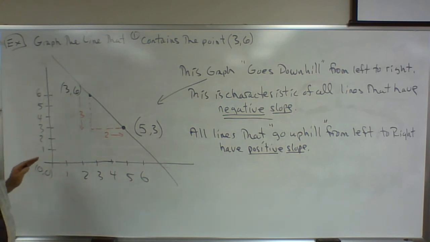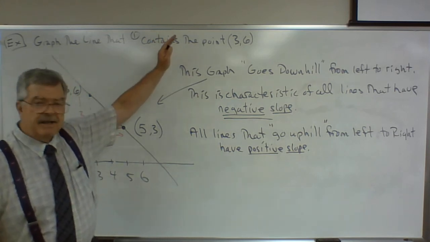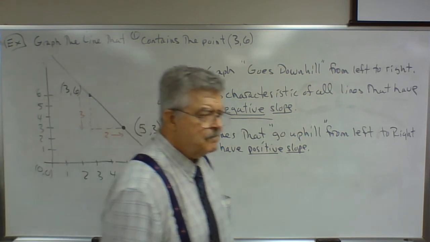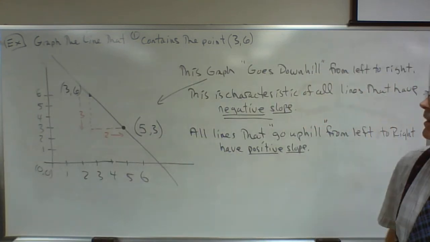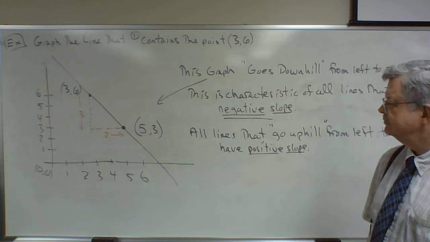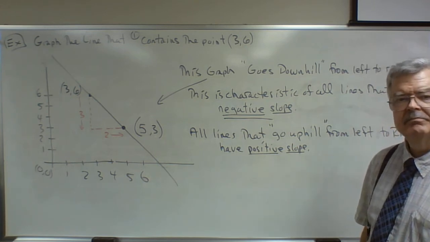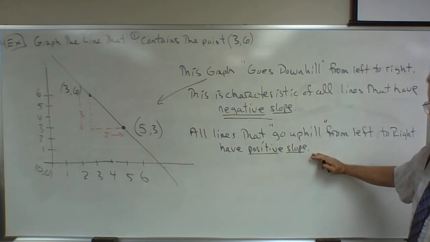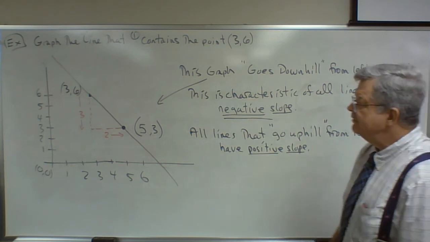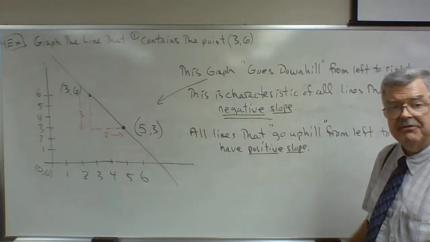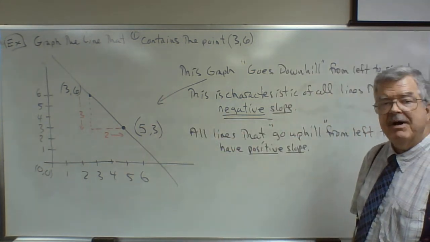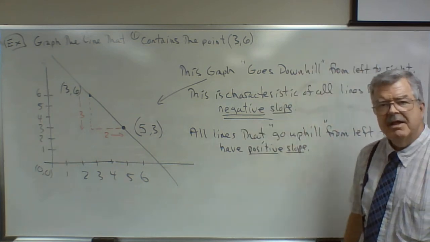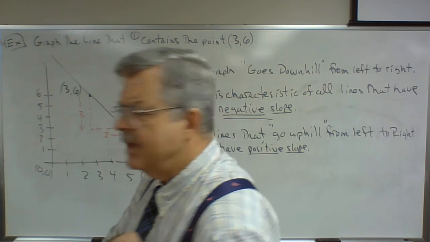A line that goes uphill from left to right has positive slope. We should remember this. Lines that have negative slope go downhill from left to right. Lines that have positive slope go uphill from left to right. Let's draw a picture of that, okay?